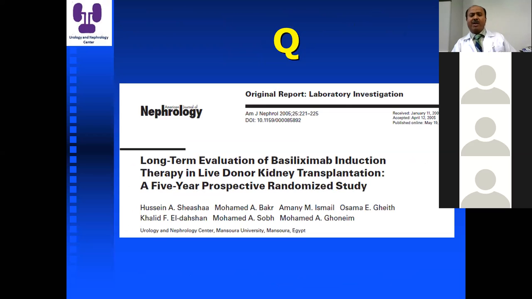This is just a break. This is one of my publications from a long time ago, 14 years: the long term evaluation of basiliximab. This is a drug that blocks interleukin 2, a monoclonal antibody. Using induction therapy means at the time of transplantation. So: long-term evaluation of basiliximab induction therapy in live donor kidney transplantation, a five-year prospective randomized study.